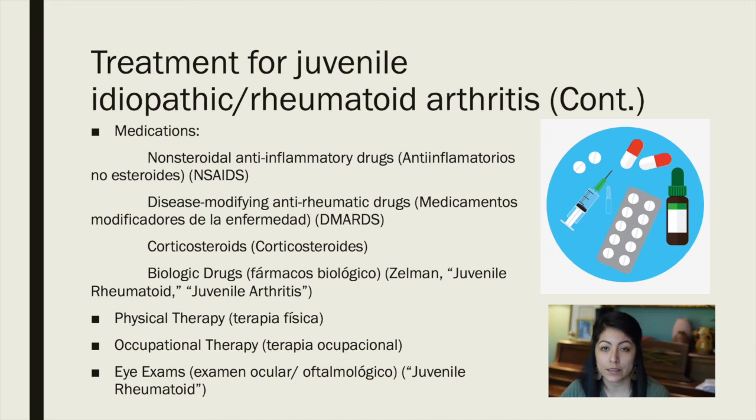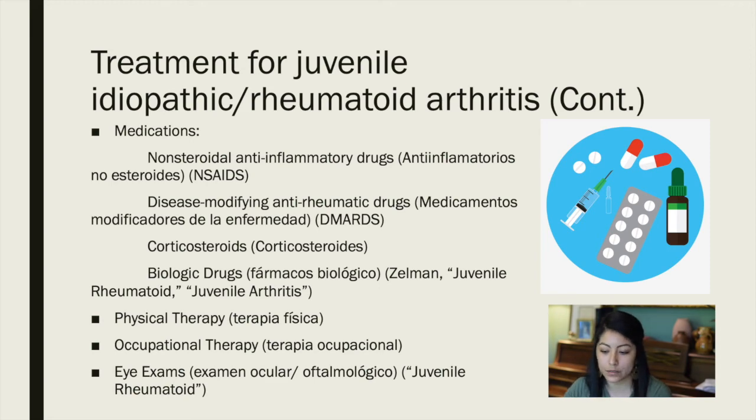They do suppress the overactive immune system, and I should have said this before, but most of these medications are immunosuppressants, so it is likely that a child will become sick more easily than a normal child would, just because their defenses are down and their immune system is not working like it should. So we spoke about physical therapy and occupational therapy. Those are very important as well. And then we also see that eye exams are extremely important, and we'll talk about that in the next slide.